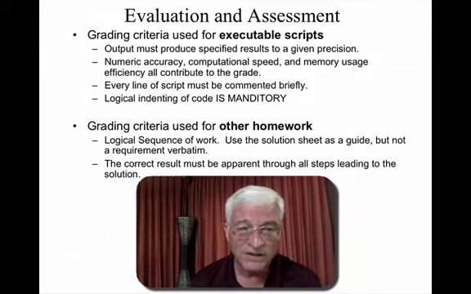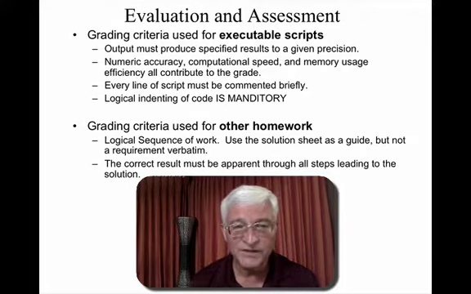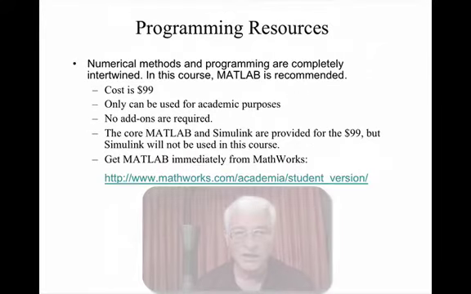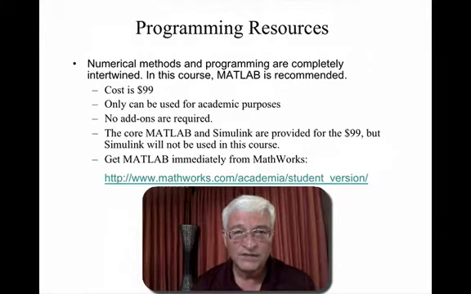As far as other criteria is concerned, if it's a math development you're doing, and you go from step 3 to step 4 and there's no way to get from step 3 to step 4, that's no good. You have to have a logical sequence of work. And finally, your grades, you're used to that already. These are the OIT standard and grades, and these are the grades you'll get based on the percentages that you actually earn.